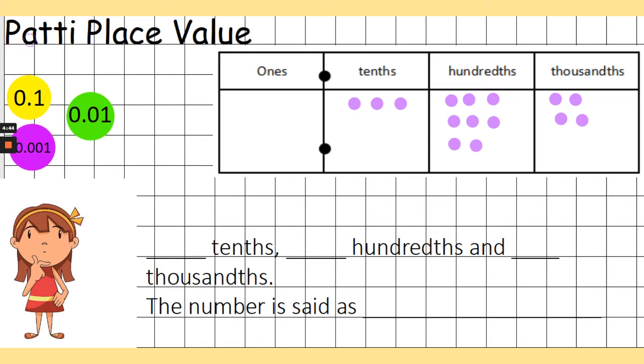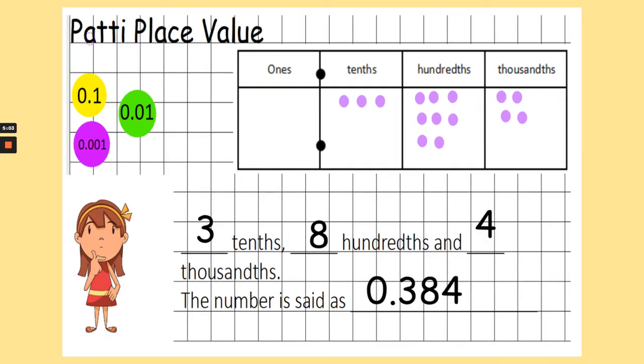Now, let's look at this one. We have our chart with our tenths, hundredths and thousandths. You need to fill out the sentence. Pause the video now. Okay, let's see how we did. So you should have 3 tenths because there's 1, 2, 3 dots in the tenths column. 8 hundredths, we can count 1, 2, 3, 4, 5, 6, 7, 8 hundredths. And thousandths, 1, 2, 3, 4. So the number is said as 0.384. Like we said before, it starts as 0 point as there is nothing in the ones column and we can see the black decimal point.